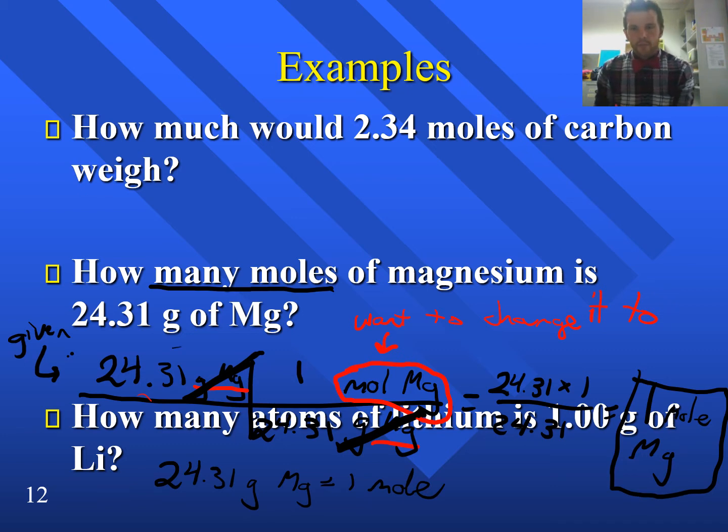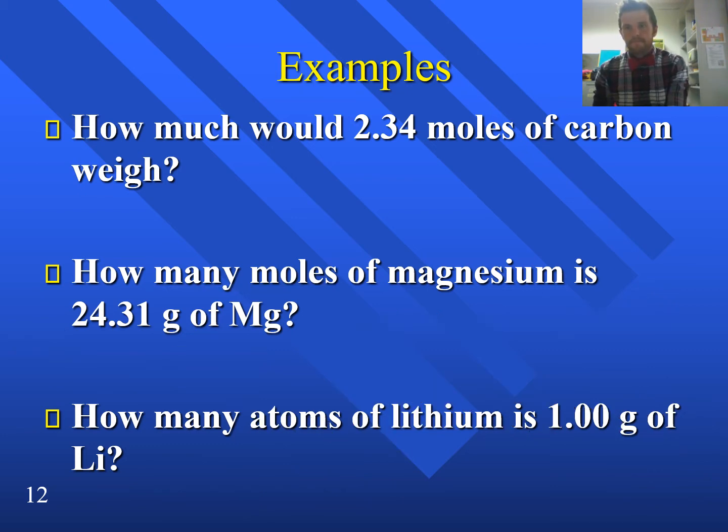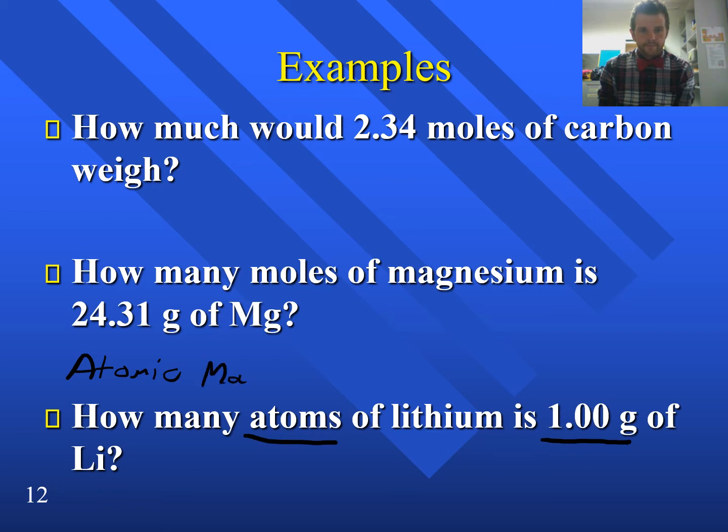I'm going to erase this one more time. This is going to be a little bit trickier because what we're trying to get is atoms, and we're only given grams. So the way this is going to get set up is, remember, we know that the atomic mass in grams is equal to 1 mole, and that's also equal to 6.02 times 10 to the 23rd atoms.